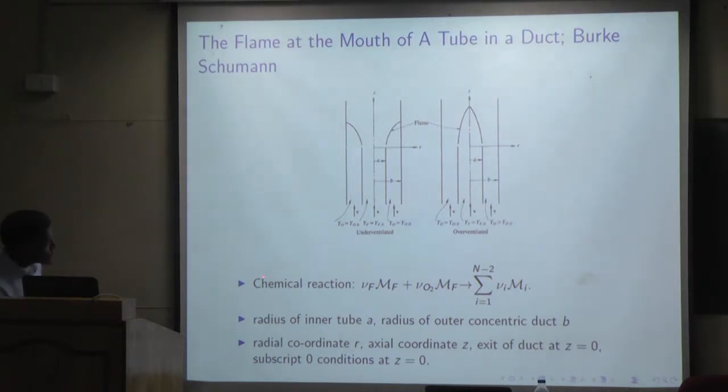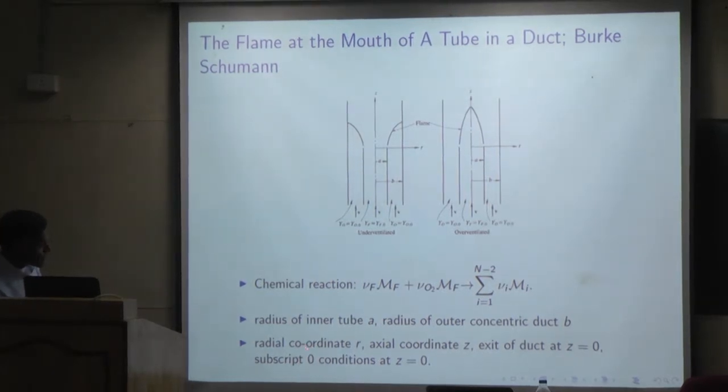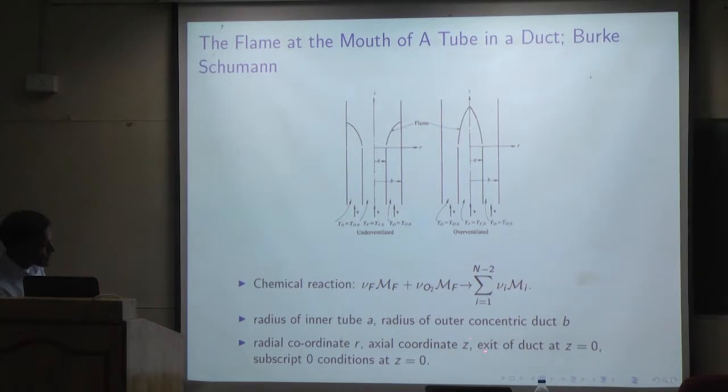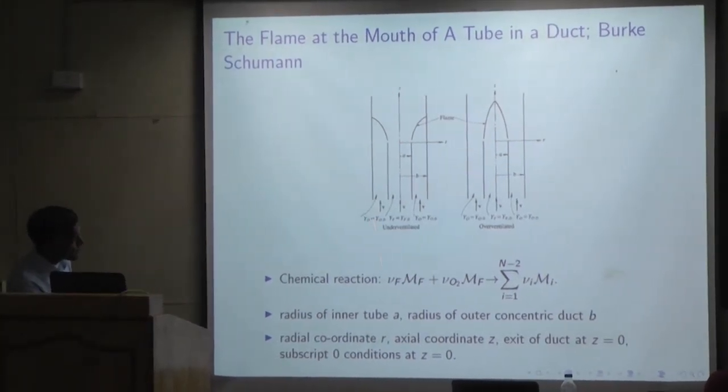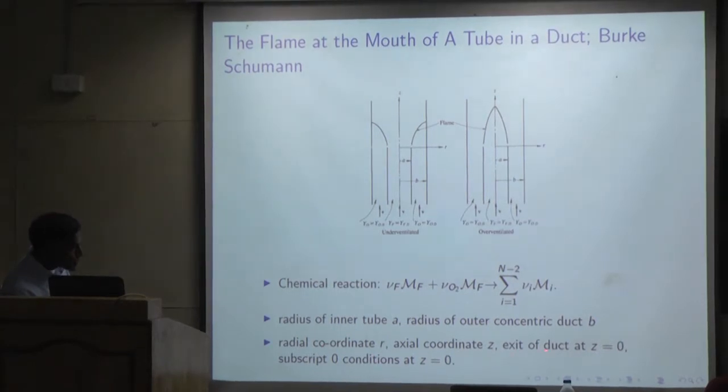All right, now we're going to represent the chemical reaction by a one-step process, nu_F M_F plus nu_O M_O equals nu_P M_P, where those are the products. The radius of the inner tube is a, and the radius of the outer tube is b. Now the radial coordinate is r, and the axial coordinate is z, and z is measured from the exit of the tube, right? The radial coordinate r is also measured from here.